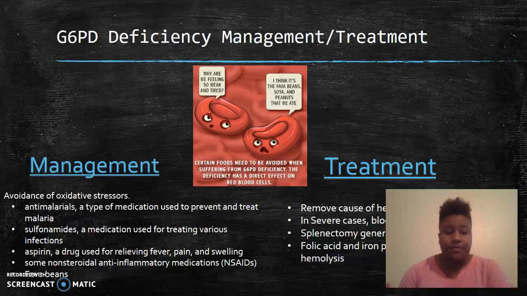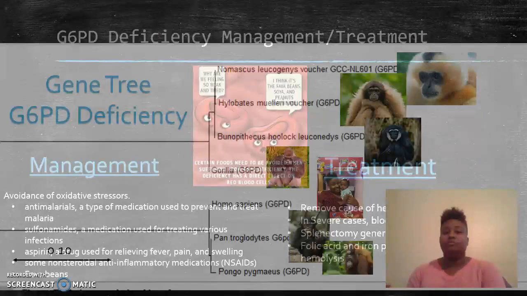So the management and treatment: avoid the oxidative stressors, anti-malarials, sulfonamides, aspirin, and some NSAIDs like Tylenol, and fava beans. And they said something about peanut butter or peanuts and blueberries. And the treatment is to remove the cause of the hemolytic crisis, and in severe cases, a blood transfusion.